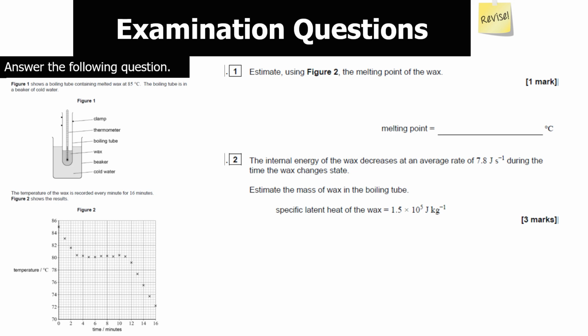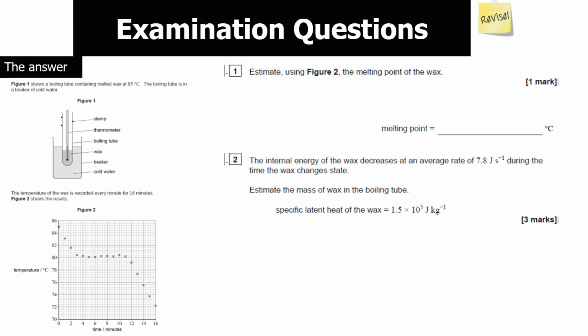Then the internal energy of the wax decreases at an average rate of 7.8 joules per second during the time the wax changes state. Estimate the mass of the wax in the boiling tube. So pause the video now, then unpause the video when you want to go through your answer.